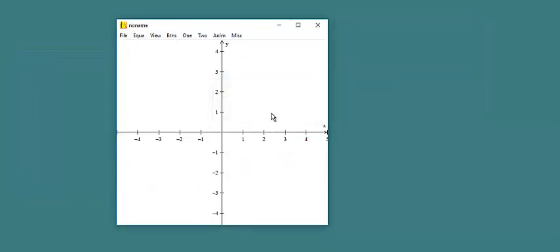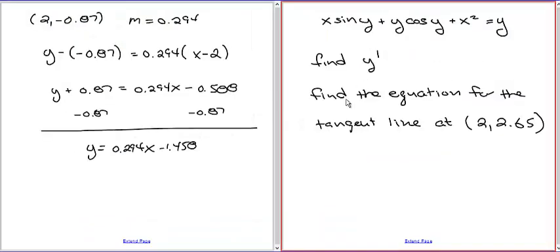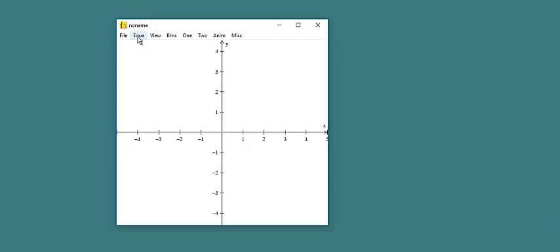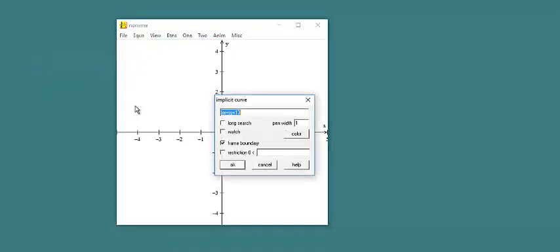Okay. And then the final problem is this one. So let's go ahead and plot that. This one's a little more complicated. It's the same basic procedure. Okay, so we're going to use implicit.